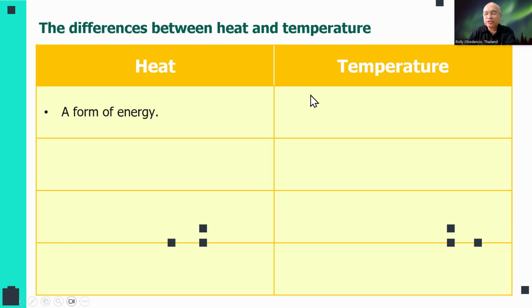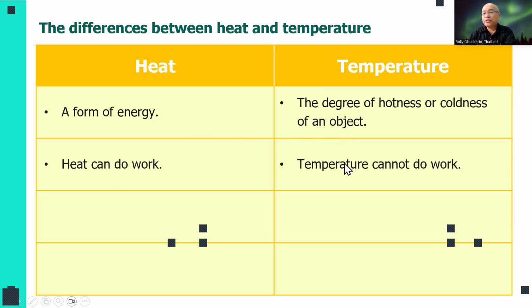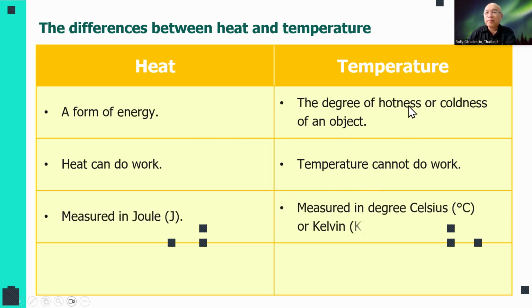Heat is a form of energy. Temperature is the degree of hotness or coldness of an object. Heat can do work. Temperature cannot do work. Heat is measured in joules. Temperature is measured in degrees Celsius or Kelvin.